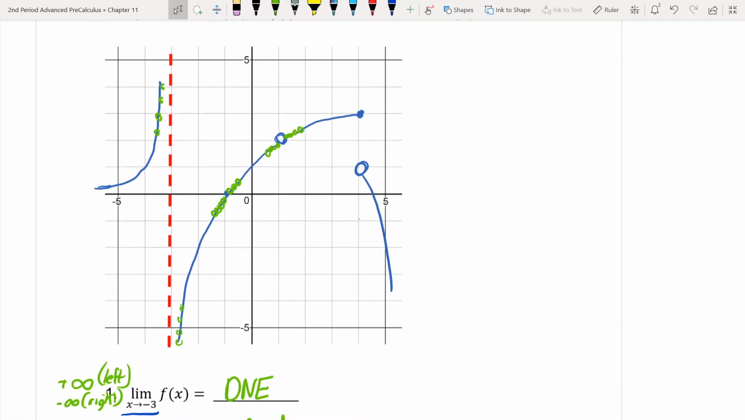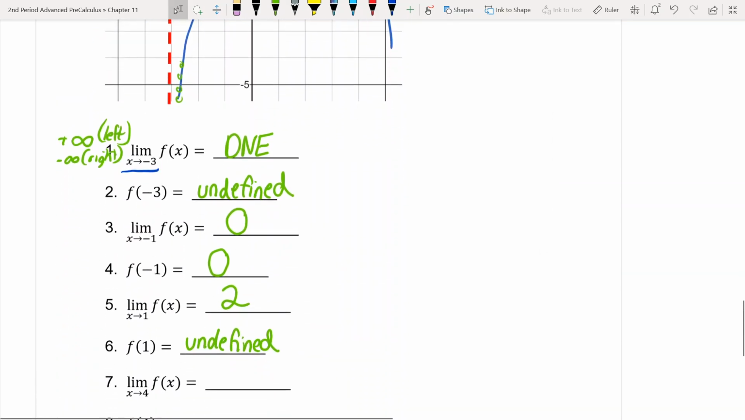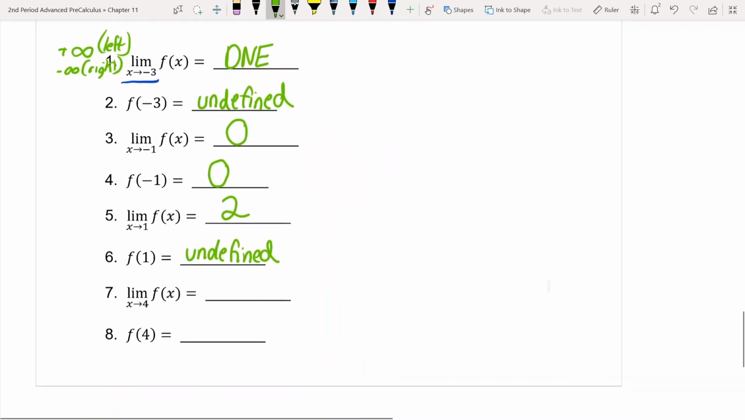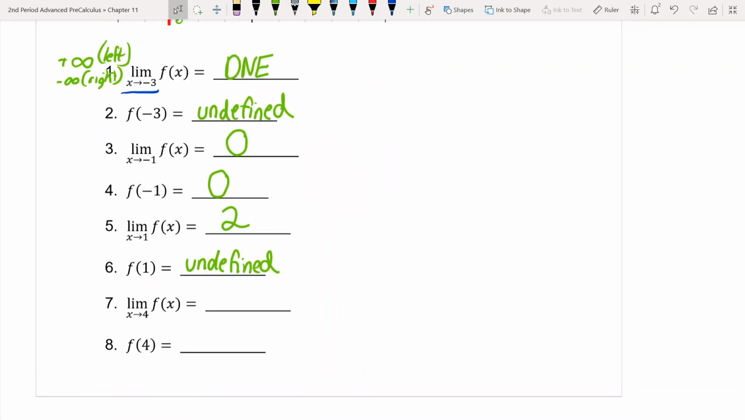Finally, the last one, the limit as x approaches 4. As I come from the left, as I approach 4, I'm getting closer and closer to 3. However, as I approach from the right, I'm getting closer and closer to 1. So the limit is talking about what is happening as we get really close to 4, not what's happening at 4. And for this one, the limit does not exist.